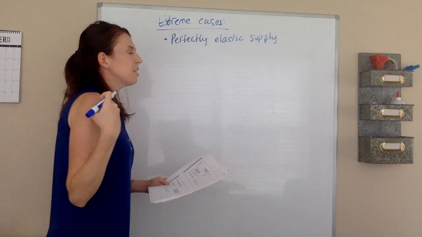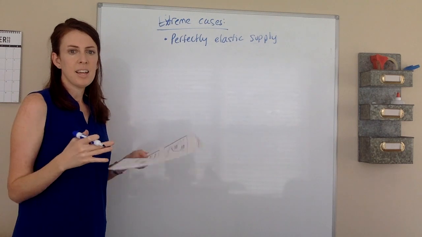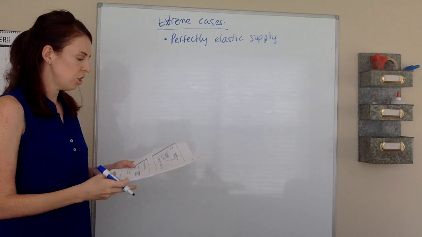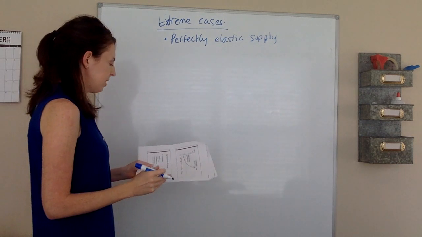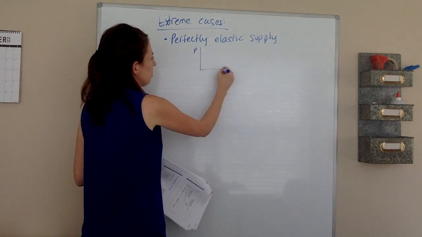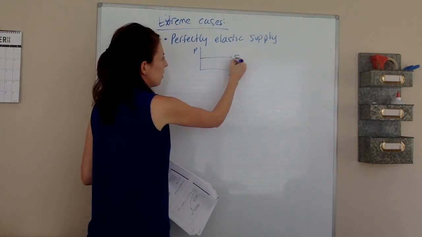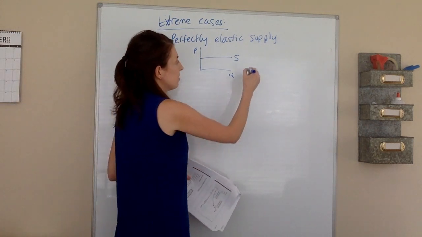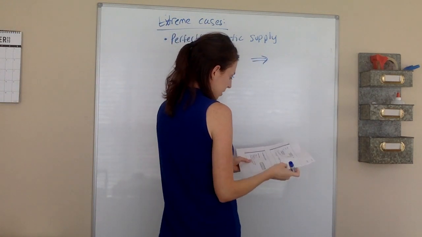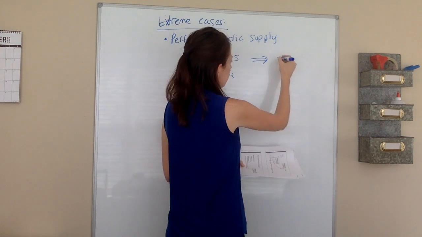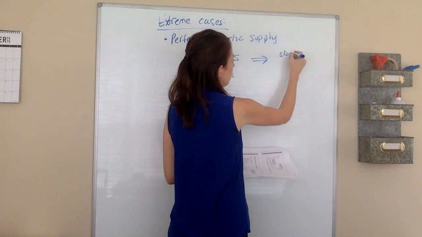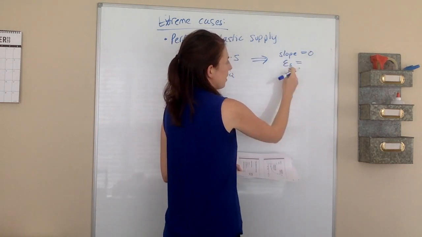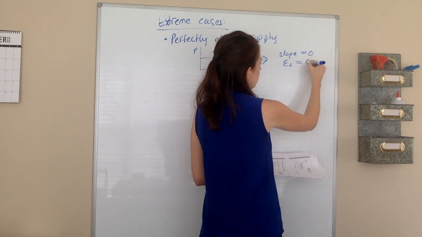Okay, if you have a supply that's perfectly elastic, that means the quantity supplied can't get any more responsive to the price change. So if that's the case, then the supply curve will just be a horizontal line. This was the same thing we had going on for the demand curve. And if that's the case, then the slope of the supply curve is going to be 0, but the elasticity of supply, the ratio, is going to be equal to infinity.